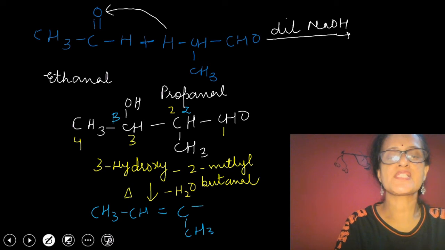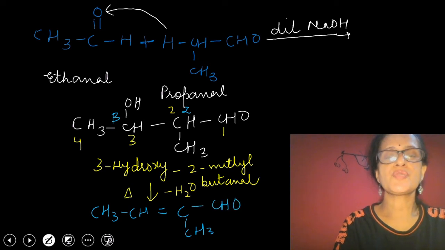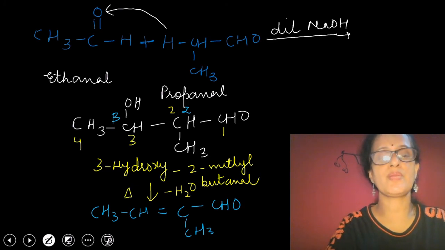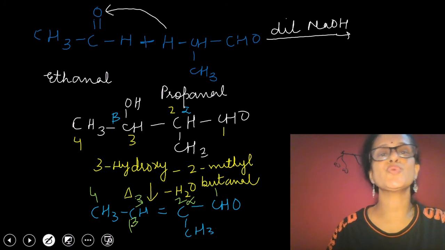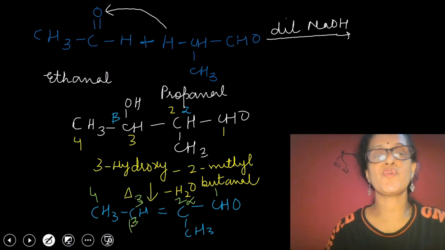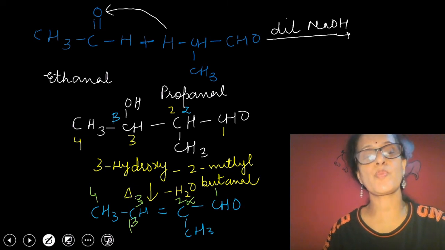CH3, CHO. So you can see that this is also an alpha-beta unsaturated aldehyde. The name of the product will be 2-methyl-butene-ol. I hope it is clear to you. So the product which is formed here is the cross-aldol product.